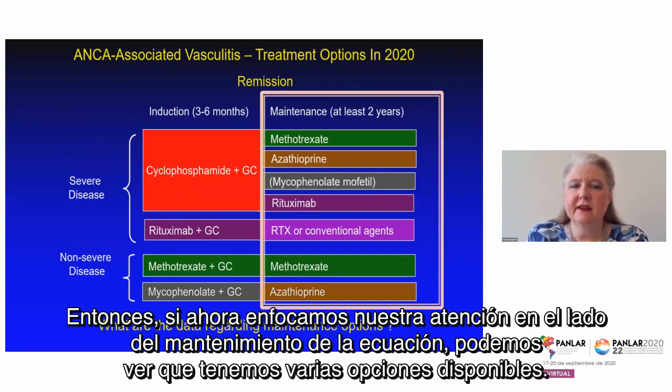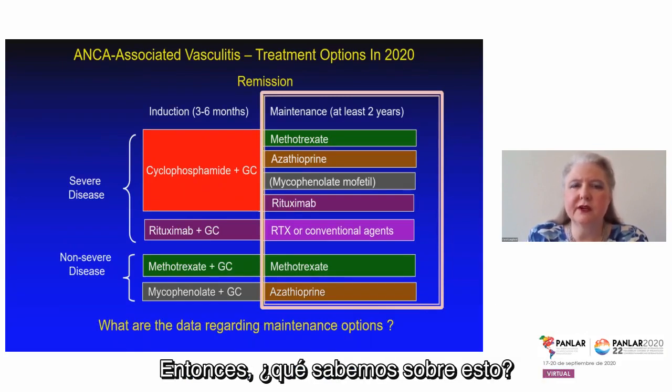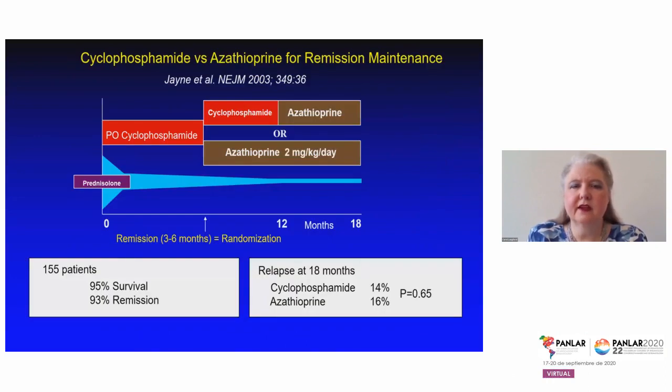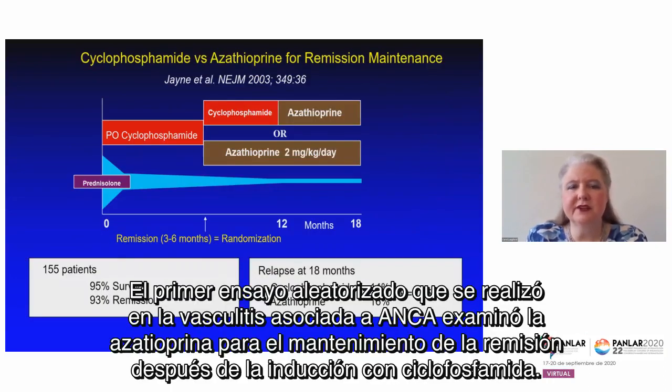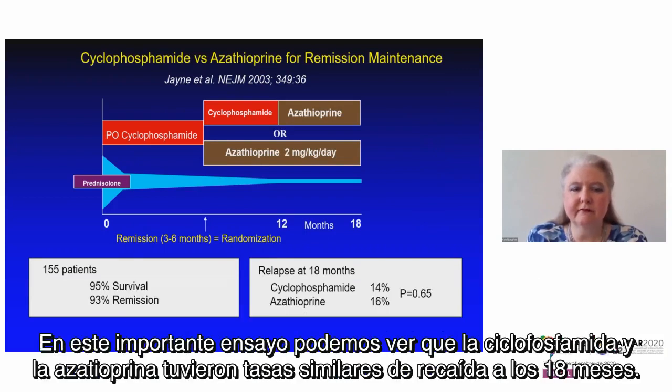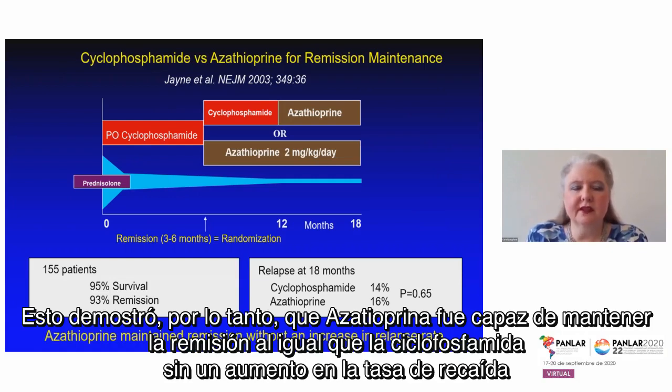So if we now then turn our attention to the maintenance side of the equation, we can see that we have a number of options available to us. So what do we know about these? The first randomized trial to be conducted in ANCA-associated vasculitis examined azathioprine for remission maintenance after cyclophosphamide induction. In this important trial, we can see that cyclophosphamide and azathioprine had similar rates of relapse at 18 months. This demonstrated, therefore, that azathioprine was able to maintain remission as well as cyclophosphamide without an increase in relapse rate.